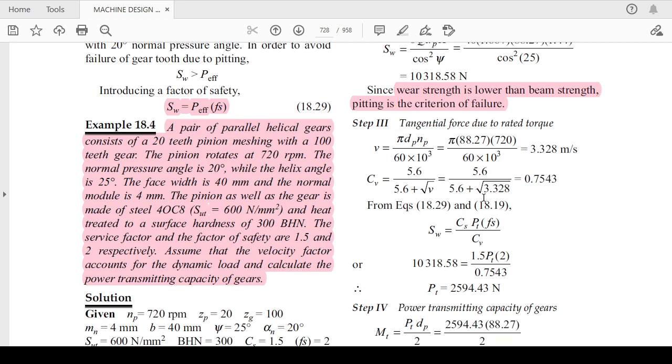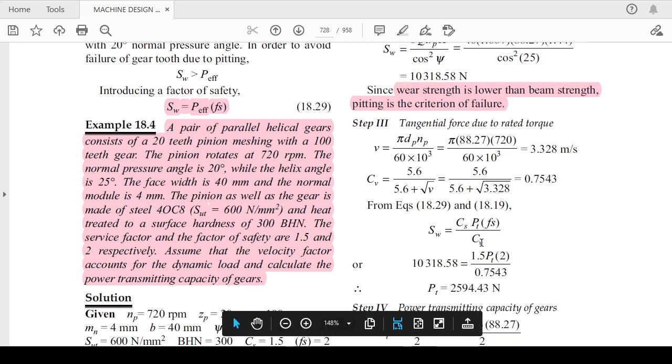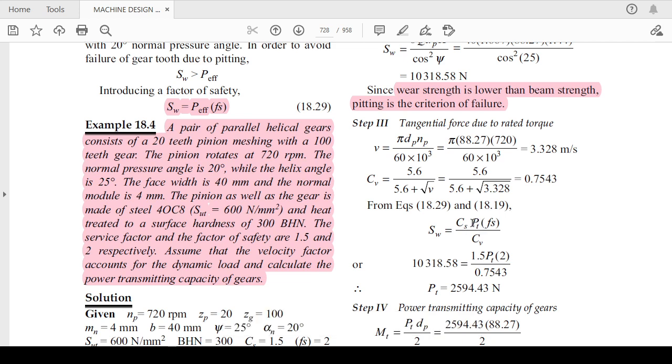Now you have to equate this wear strength formula with this particular formula, which is CS PT factor of safety divided by CV. Why are you calculating this value? Because here you will get this factor PT. Why are you calculating PT here? Let me just recall it.